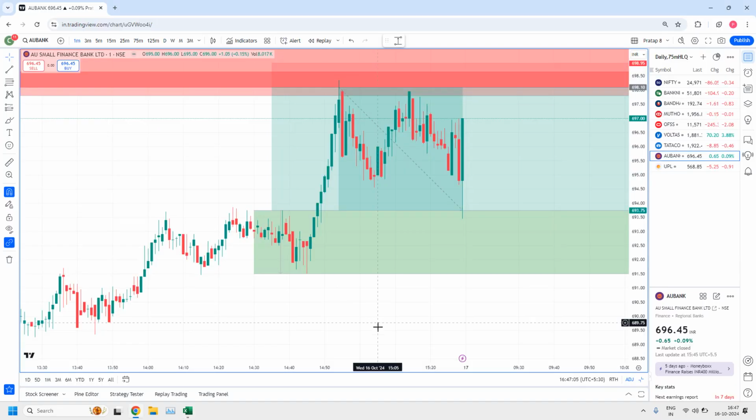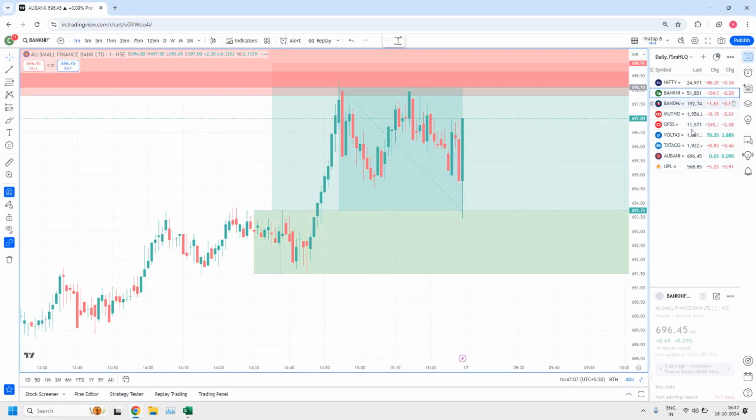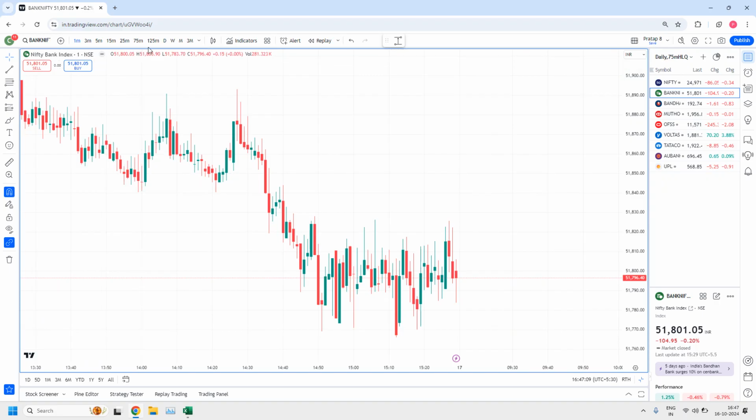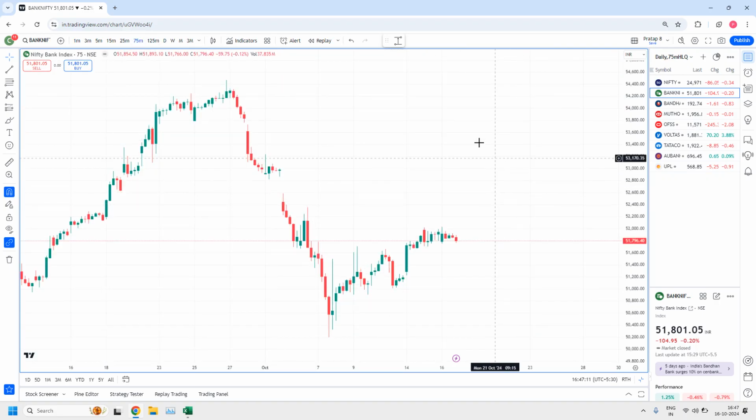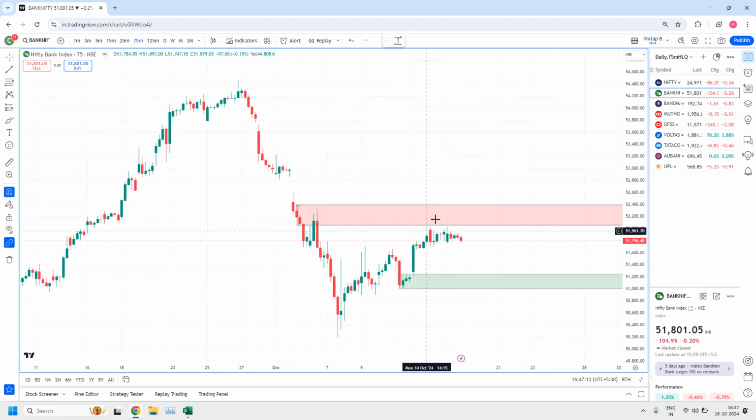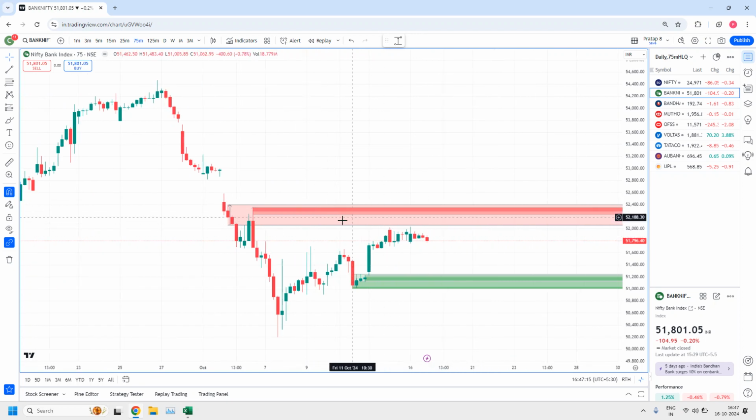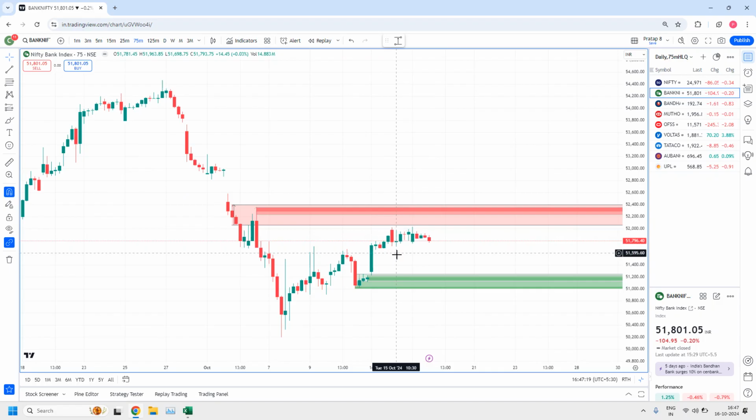Okay, now let me complete the remaining ones. Bank Nifty. This is the 75 minutes high liquidity zone. Today also it did not enter, just like yesterday, because we have seen Bank Nifty yesterday. Yesterday I already explained how I fine tuned. So I am moving on to the next one.